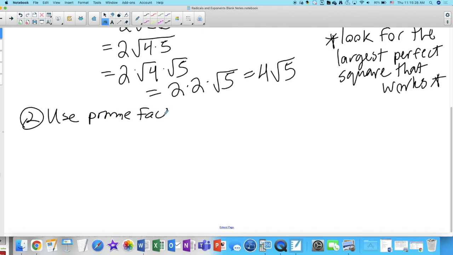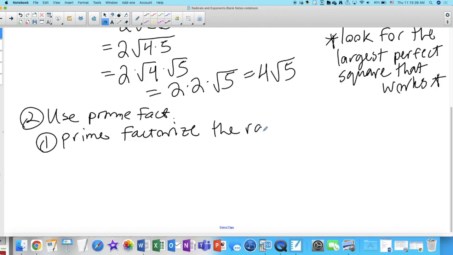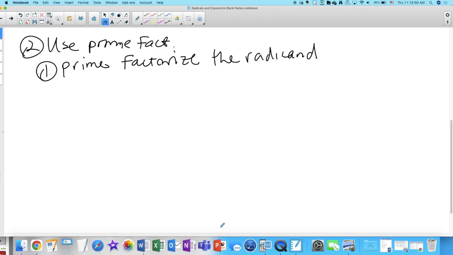Okay, so the first thing we're going to do here is prime factorize the radicand. Okay, so that's the 80 in this case. So I'm going to look at 80, and I think I'm trying to brainwash you guys into using the tree method. No, I'm just kidding. I'm going to start with my smallest prime, which is 2. Can I divide 80 by 2? Yes. So that's 40.